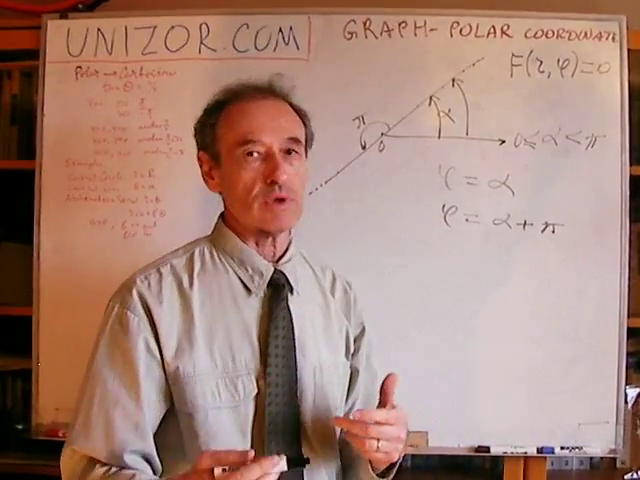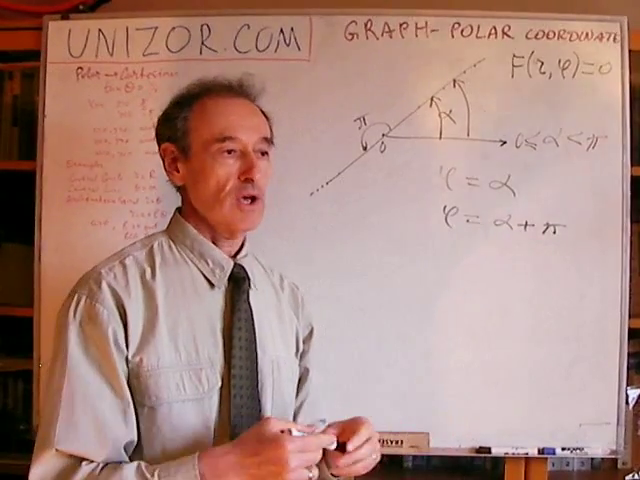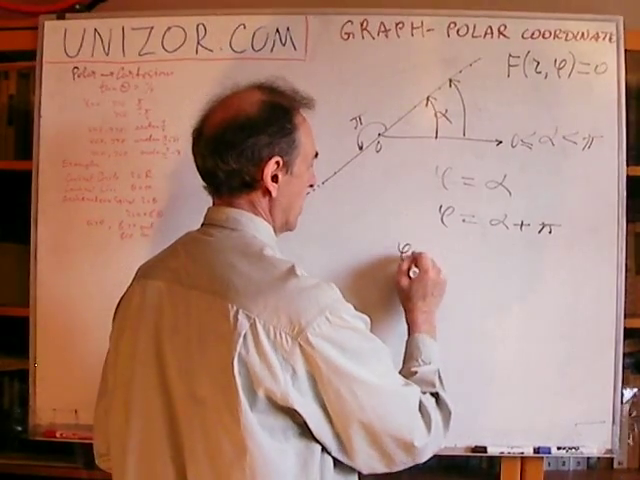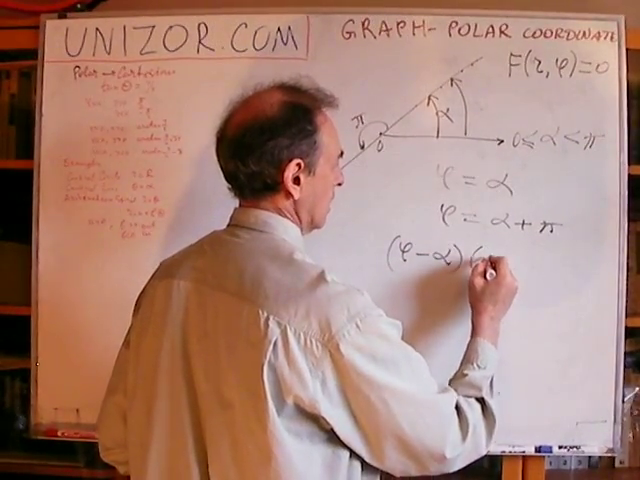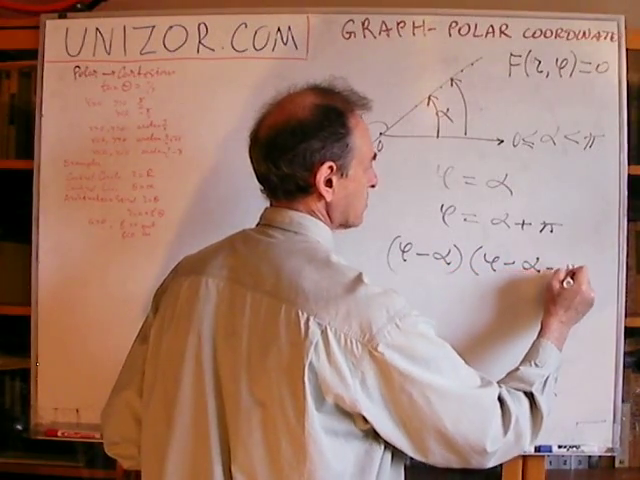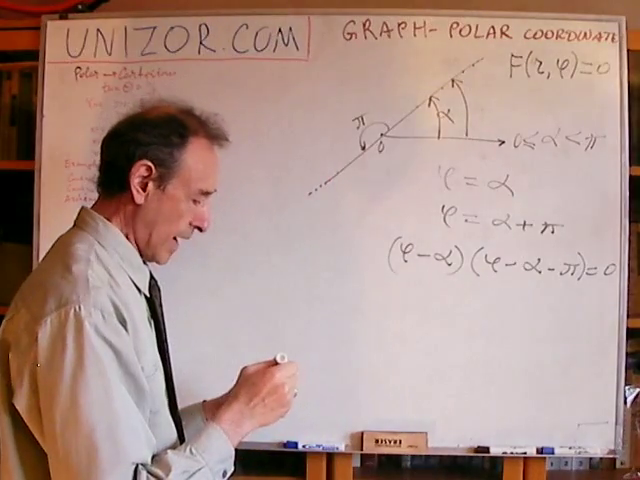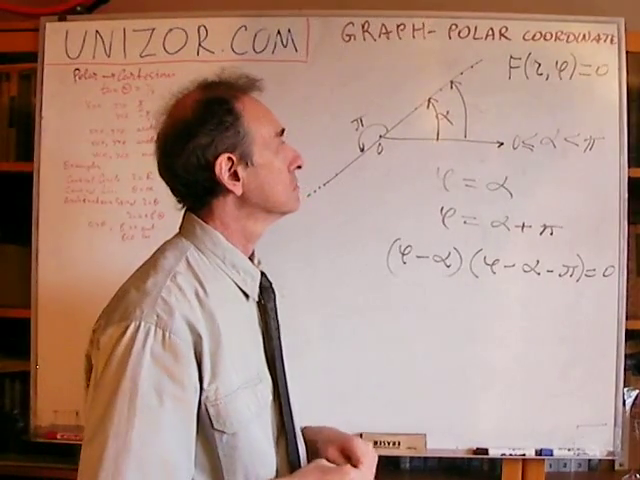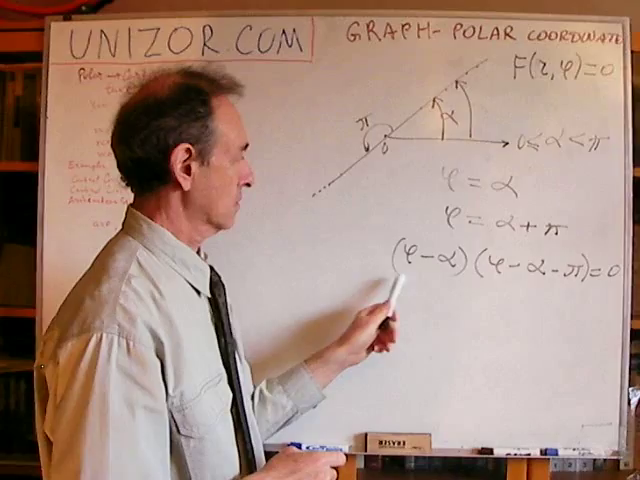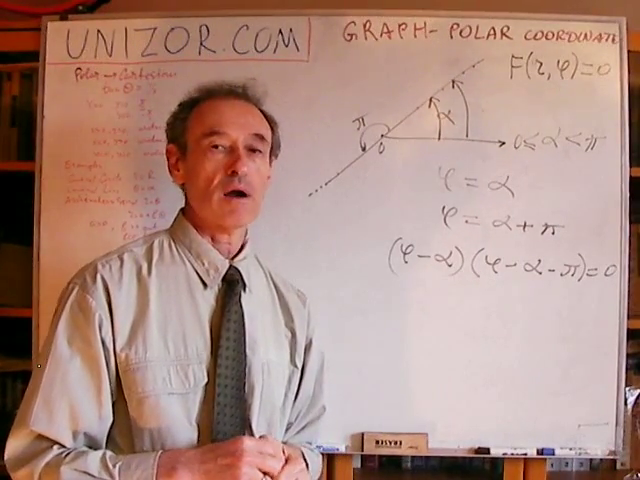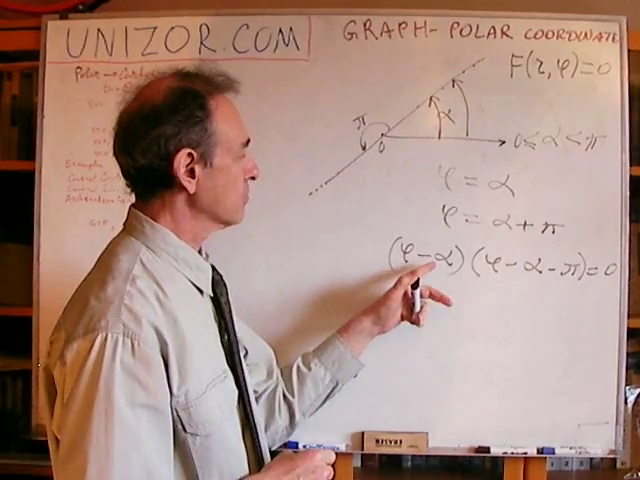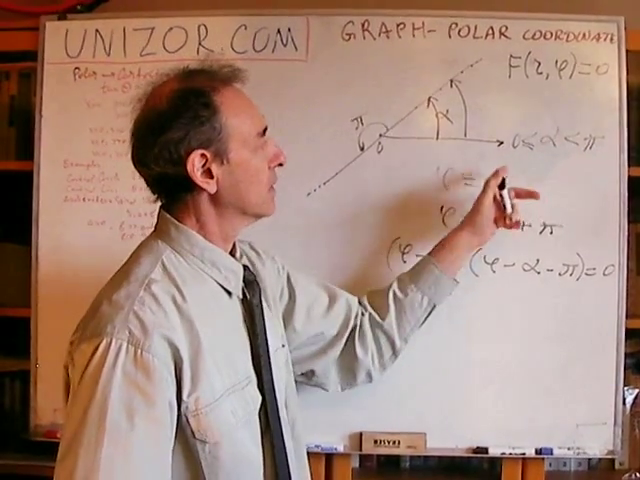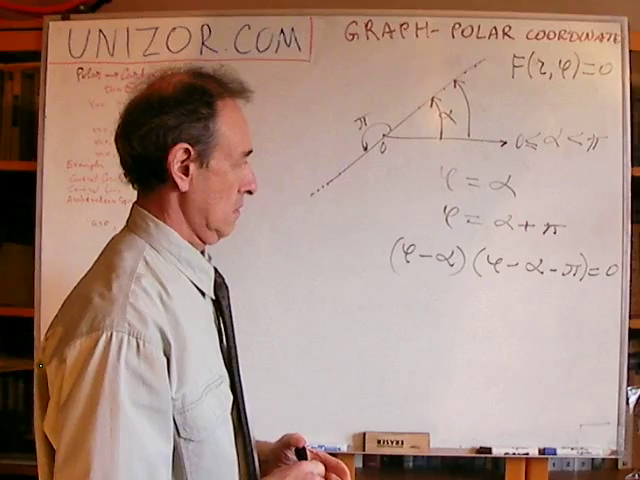Well, in the previous lecture I was talking that to unionize two different graphs, you can use, for instance, the product equal to zero, right? So (phi minus alpha) times (phi minus alpha minus pi) equals zero. This might be an equation of the line. R is not part of this; it doesn't depend on r. It depends on phi. So phi can be either equal to alpha or equal to alpha plus pi. So for any alpha within this range, that's true.